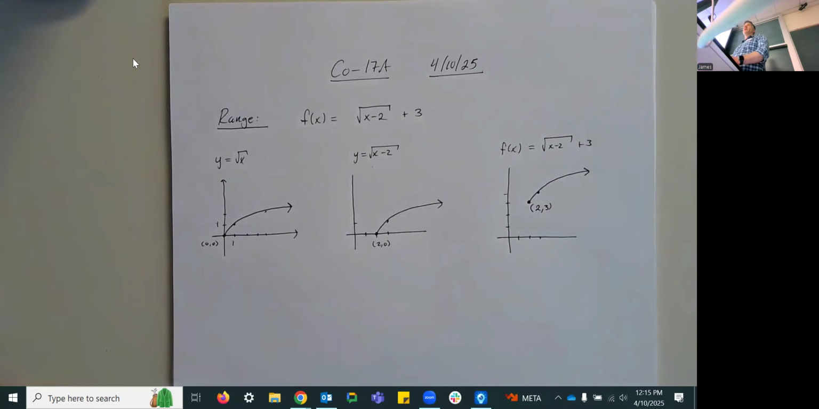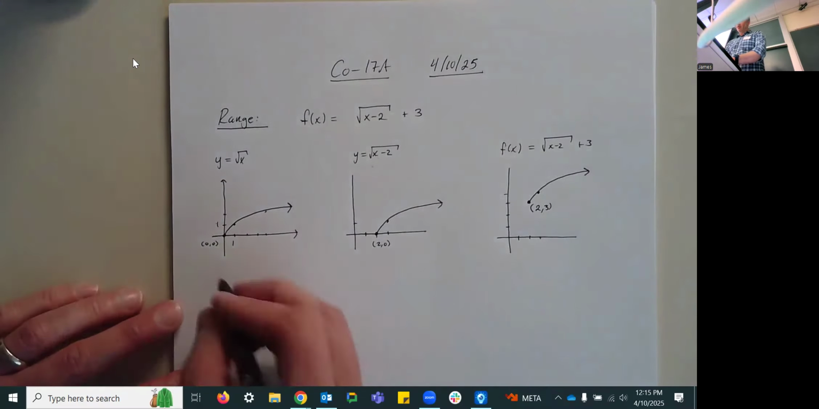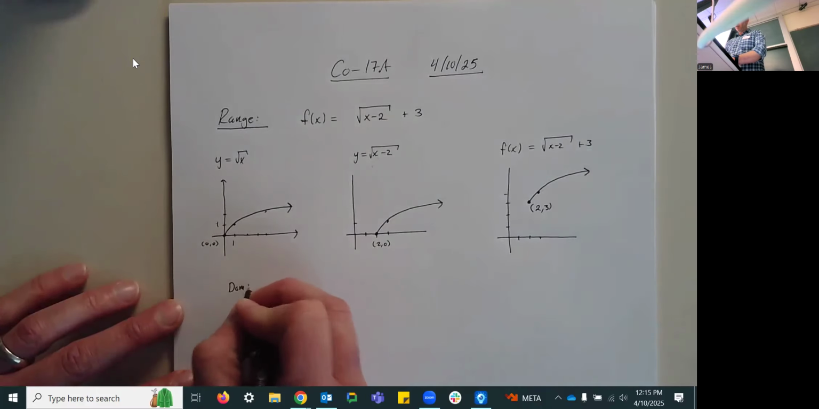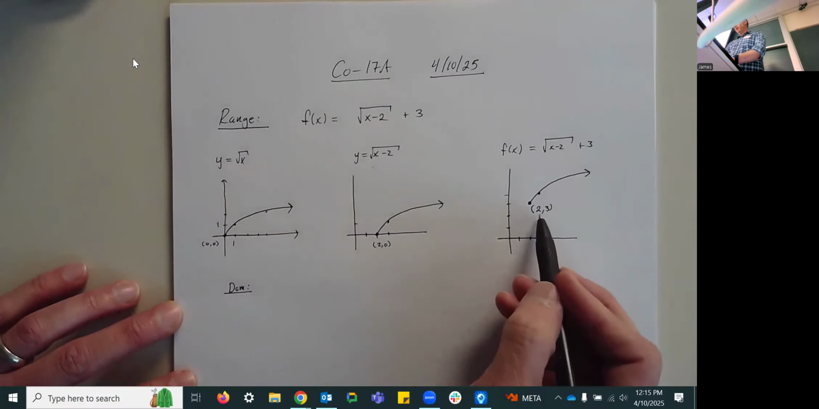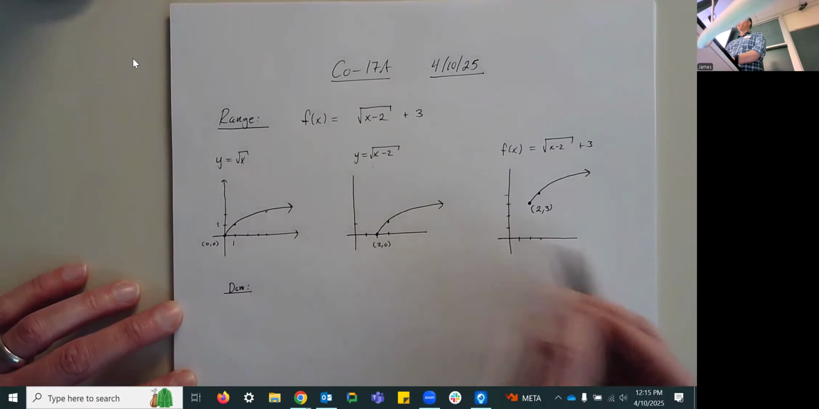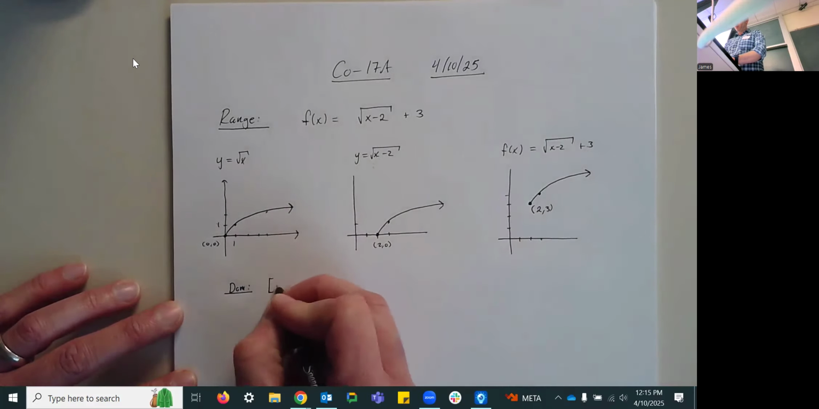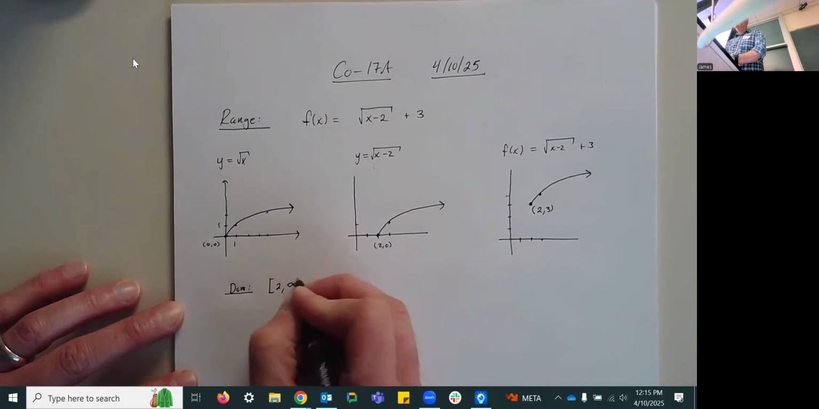And we might as well talk about the domain and the range here. So I point out that the domain, well, just looking at the graph, I can see that the x values start at 2, and then they go further right. So my domain is 2 inclusive to infinity.